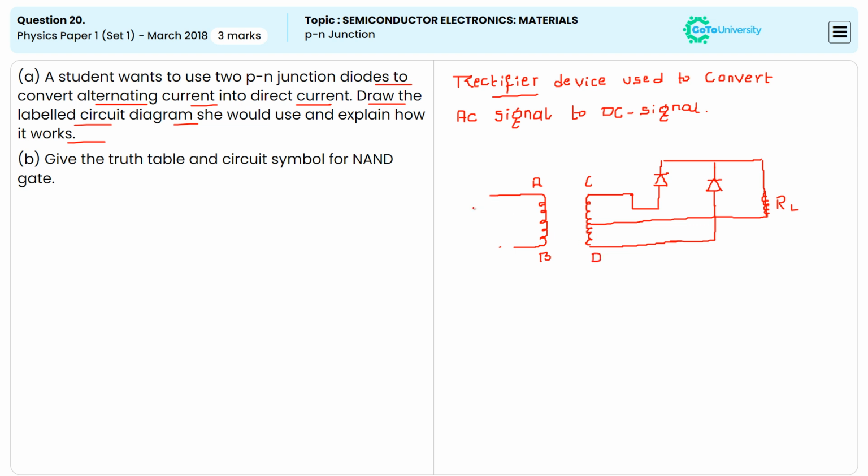Now, this is the PN junction of the first one and this is the second PN junction. If one PN junction is there, that indicates half wave. If two PN junctions are there, that indicates full wave. Since we are going to take two PN junctions here, it is a full wave. What is the full wave here? Full wave will fully convert the AC signal to a DC signal.